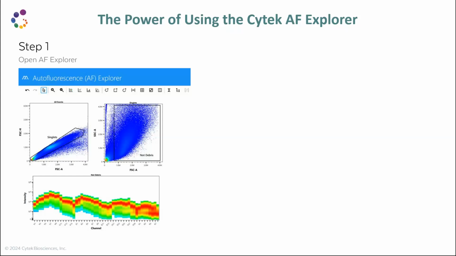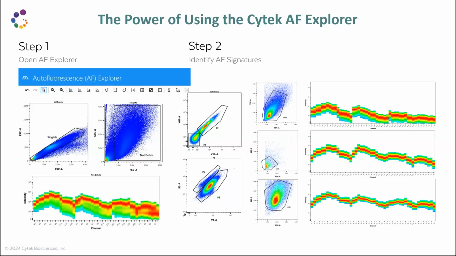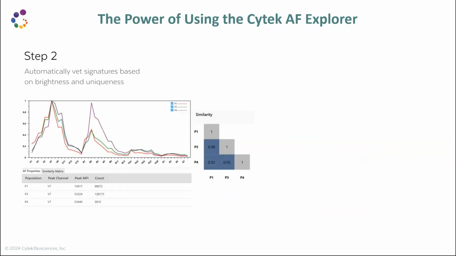From there, second step is to identify what signatures are there. You will do it based on intensity, based on the critical detectors. Those signatures, once identified, the software will automatically organize them, normalize them, provide you with metrics, because it's not only having them identified, it's having a way to understand if they are unique, if they are different or not, based on brightness, based on uniqueness. And the spectrum as well.